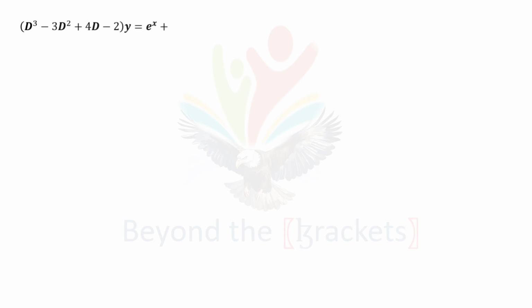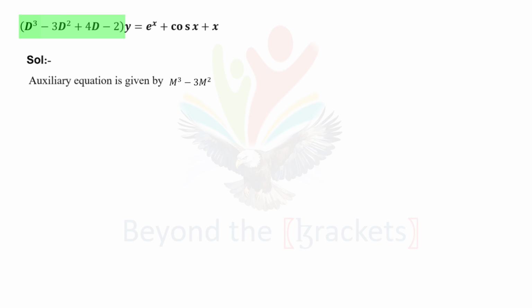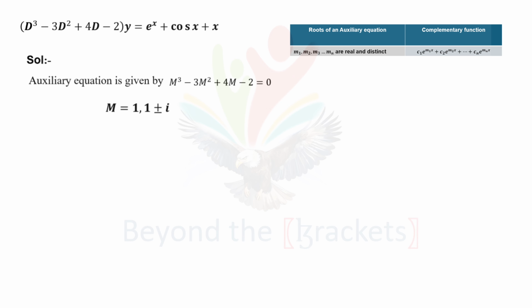Moving on to the last question, the given equation in operator form is (d cube minus 3d square plus 4d minus 2) into y is equal to e power x plus cos x plus x. The auxiliary equation is obtained by replacing d with m and equating it to 0. So we get m cube minus 3m square plus 4m minus 2 equal to 0. The roots of this equation are m is equal to 1 and m is equal to 1 plus or minus i. Here 1 is real and distinct, so the complementary function for this will be c1 e power x.